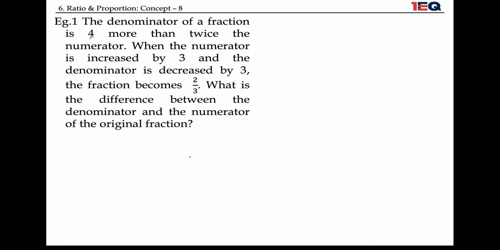The denominator of a fraction is 4 more than twice the numerator. When the numerator is increased by 3 and the denominator is decreased by 3, the fraction becomes 2 by 3. So what is the difference between the denominator and the numerator of the original fraction? Let me assume that the original fraction is numerator upon denominator. The first equation we can get is that the denominator is equal to 4 more than twice the numerator.